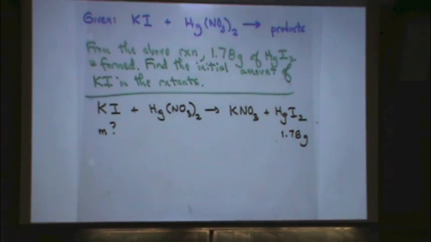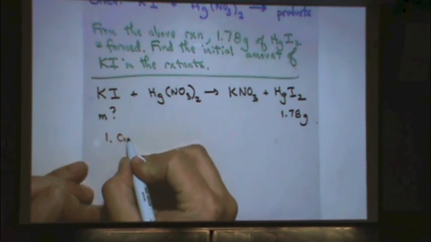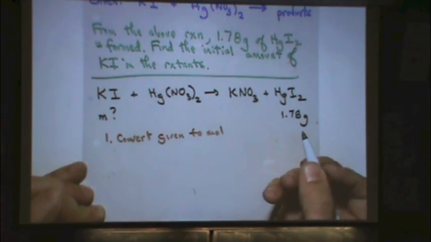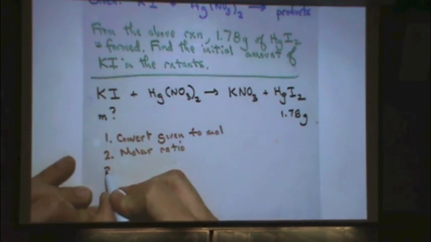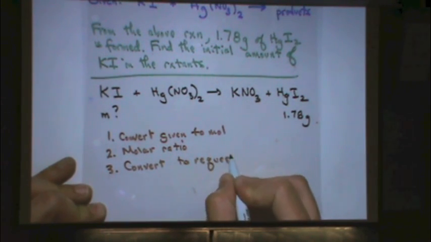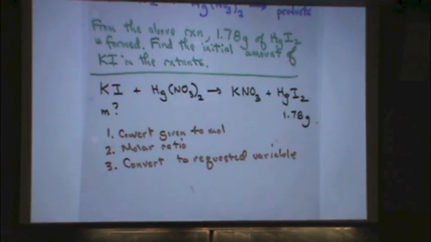Another way to explain what I'm going to do here is, when you're doing stoichiometry, step one is convert given to moles. So whatever units you're given, go to moles. Step two, you're always going to use a molar ratio, which you saw on the Molar Express. And then step three, convert to the requested variable. So really, in stoichiometry, you're always going to have these three steps. Whether you visualize this through the Molar Express or you like to look at these three steps, it doesn't matter. You're always going to convert to moles, use the molar ratio, then convert to what you're asked for.